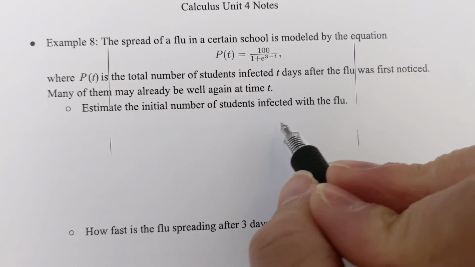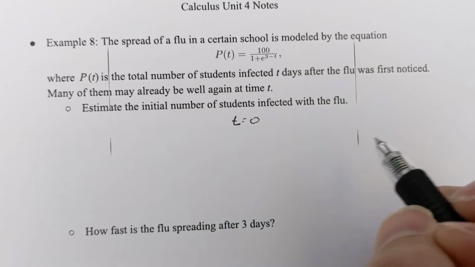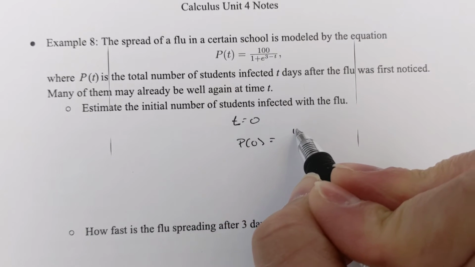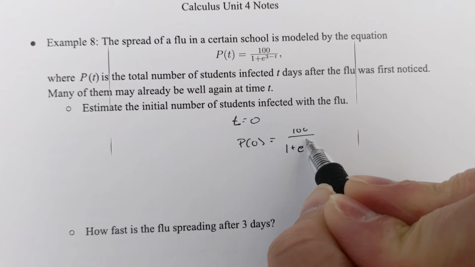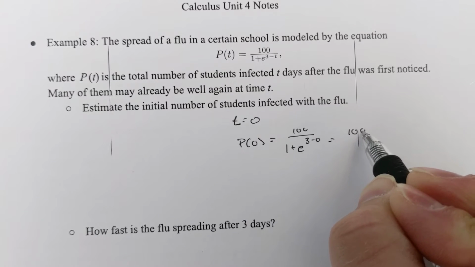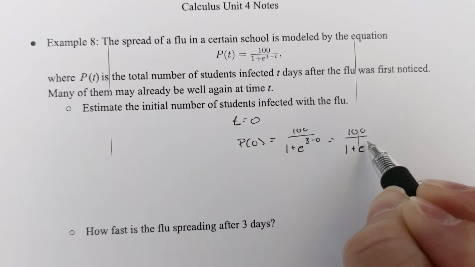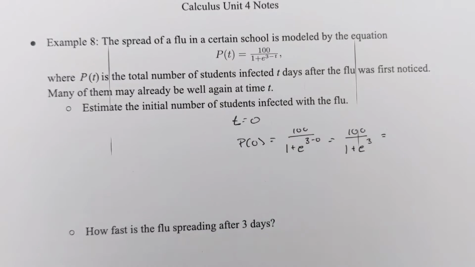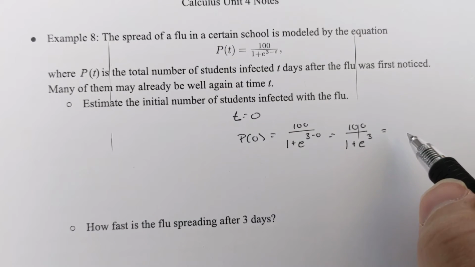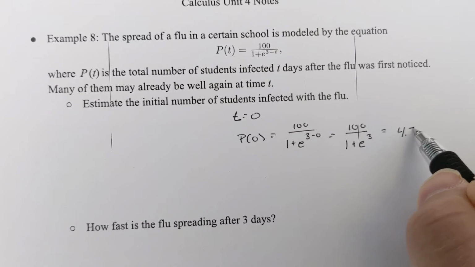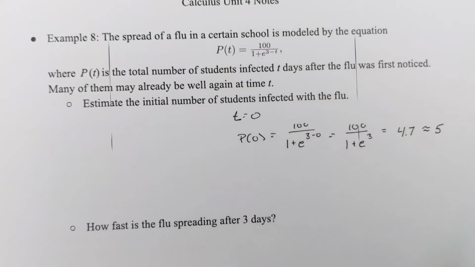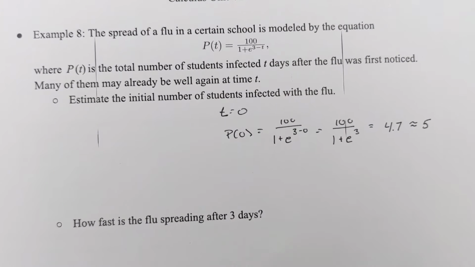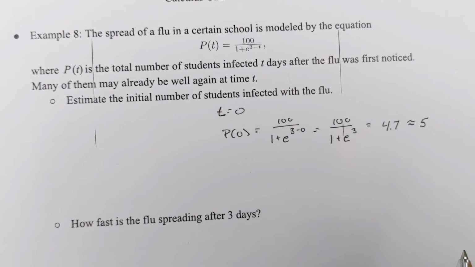So initial is when t is 0. So we're doing P of 0 is equal to 100 over 1 plus e to the 3 minus 0, which is 100 over 1 plus e cubed. And that can all just go in my calculator. So 1 plus e cubed and then 100 divided by that gives us about 4.7, so we'll call it 5. You can't have fractional people, so about 5 people.